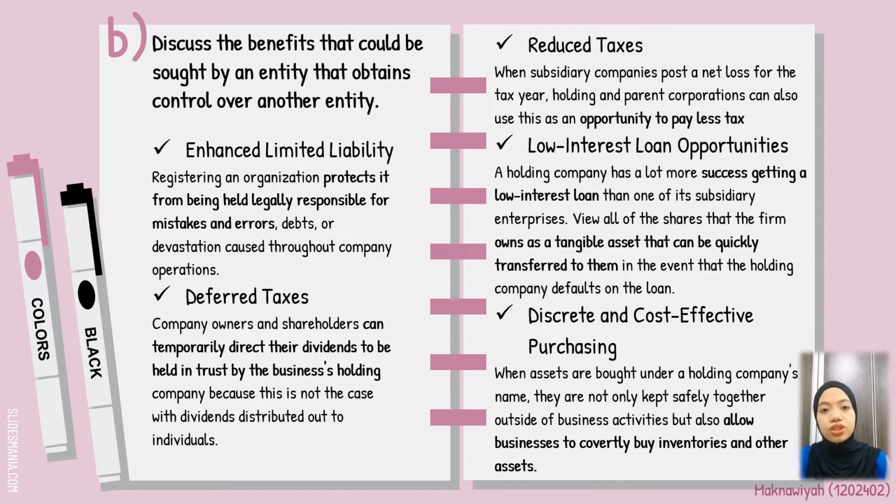Next, low interest loan opportunities. In general, a holding company has a lot more success getting a low interest loan than one of its subsidiary enterprises. This is due to the fact that when lenders assess the risk and capital of a holding company, they view all of the shares that the firm owns as a tangible asset that can be quickly transferred to them in the event that the holding company defaults on the loan. And lastly, discrete and cost-effective purchasing.